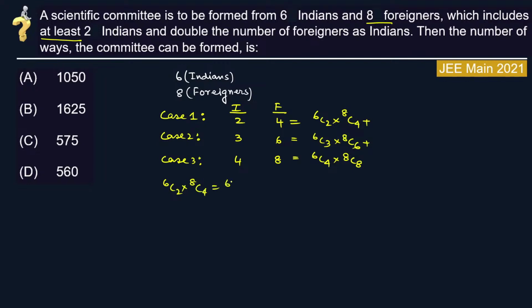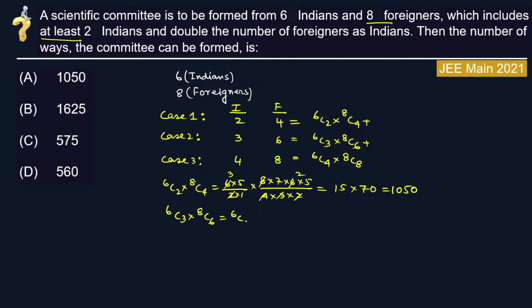6C2 into 8C4, 8 into 7 into 6 into 5 divided by 4 into 3 into 2. 8 goes off, 2, so it is basically 15 into 70, right? So that gives us 1050. Case 2. Again, 8C6 is the same as 8C2. So it is now coming to 20 into 28. That gives us 560, right?